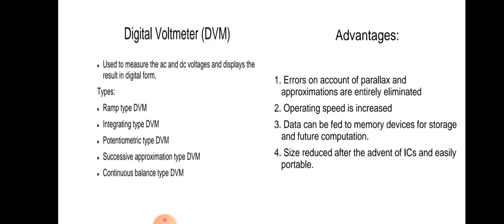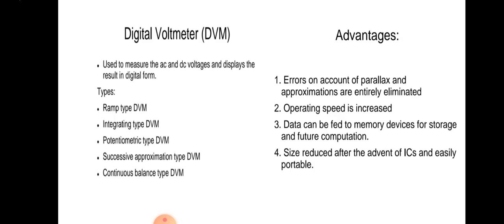It is used to measure AC or DC voltage and display the result in digital form. The different types of DVM are ramp type DVM, integrating type DVM, potentiometric type DVM, successive approximation type DVM, and continuous balance type DVM. So just remember all these types of DVM. We are going to see the general block diagram of a digital voltmeter, and what the different advantages are. As in the previous slide, we have seen the advantages of DVM over the analog voltmeter. So we will see them one by one.